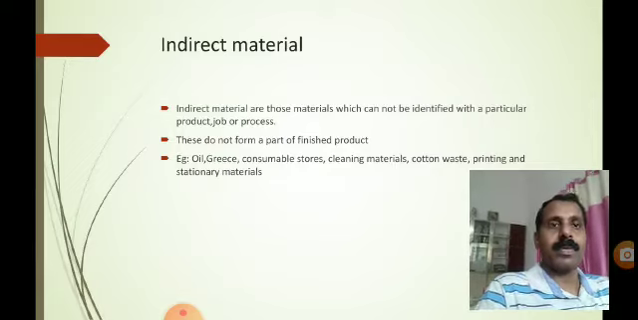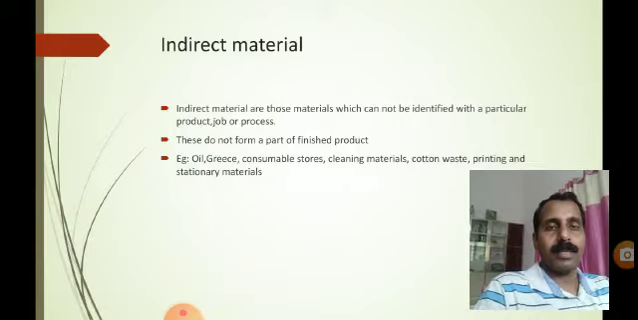That is the first element of cost, that is material. What are the elements of cost? There are three: material, labor and expenses. The first element is material, which is direct material and indirect material. The main idea is that the matter from which a product is manufactured is called direct material. Indirect material means those materials which do not form a part of the finished product. Okay.